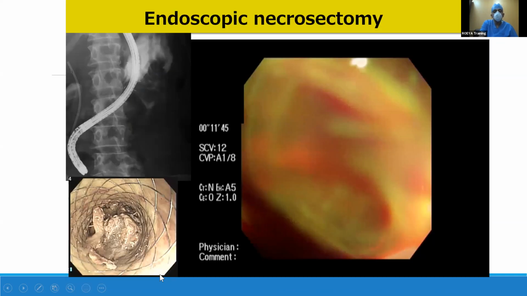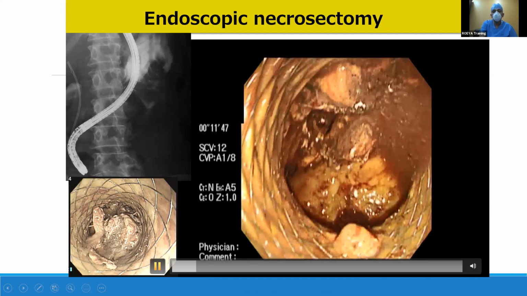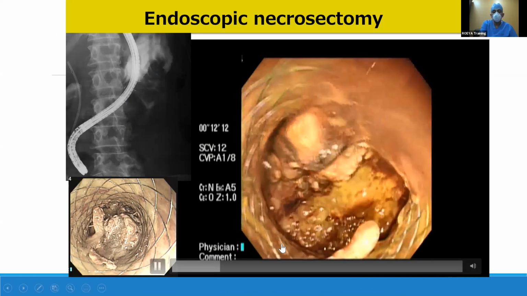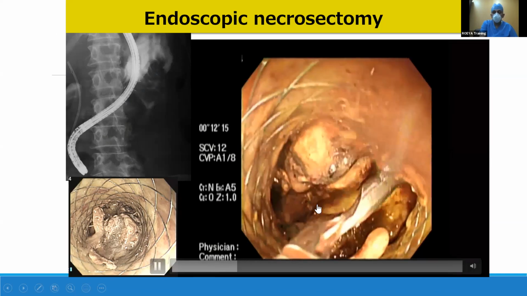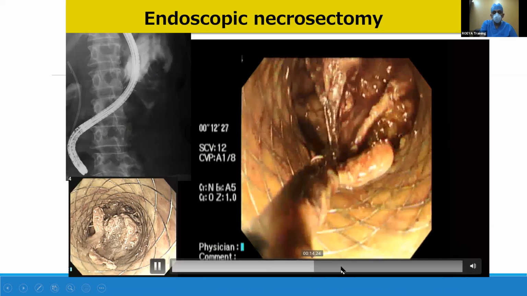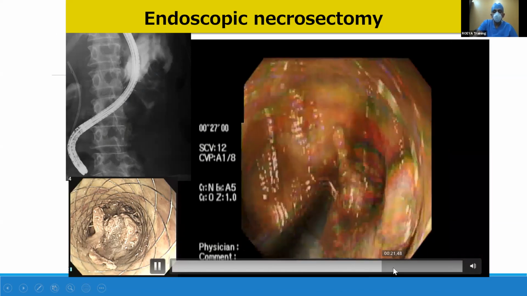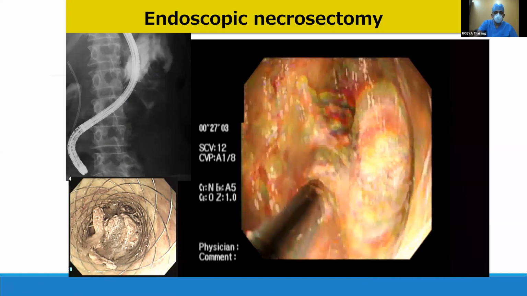The only good thing of putting a LAMS in a walled-off necrosis is that you are able to go inside and do necrosectomy, where you can go by a gastroscope inside the stent and then clean all this necrotic material. This is the main privilege of having a wide bore drainage.